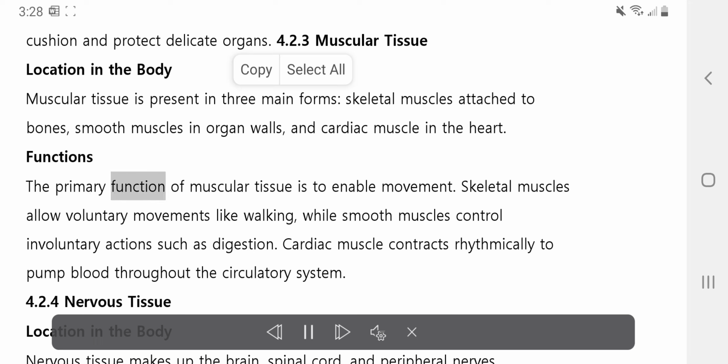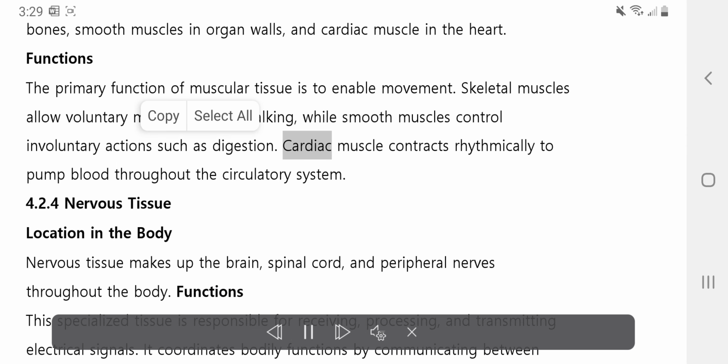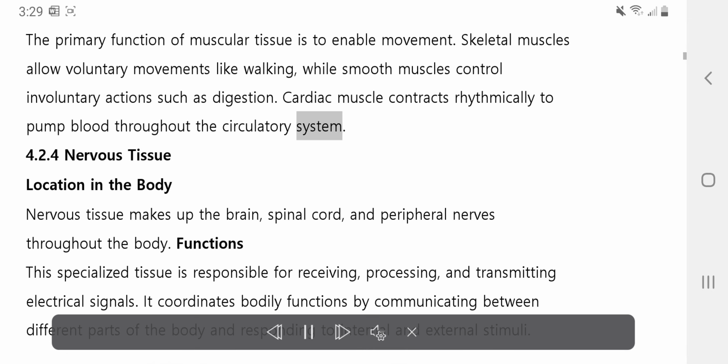The primary function of muscular tissue is to enable movement. Skeletal muscles allow voluntary movements like walking, while smooth muscles control involuntary actions such as digestion. Cardiac muscle contracts rhythmically to pump blood throughout the circulatory system.